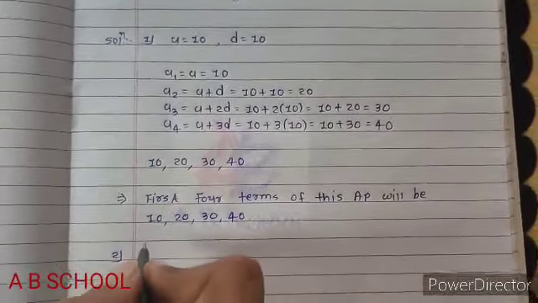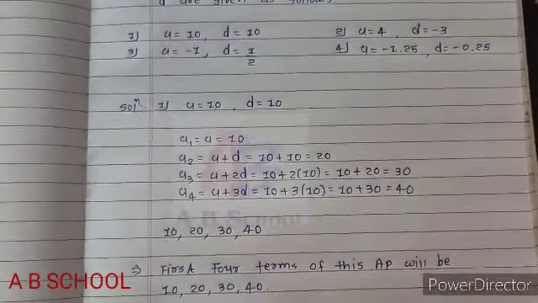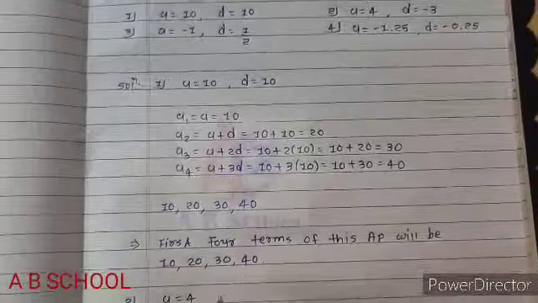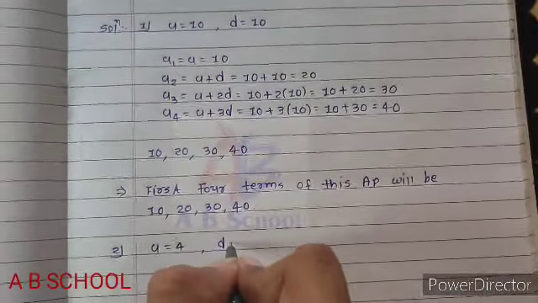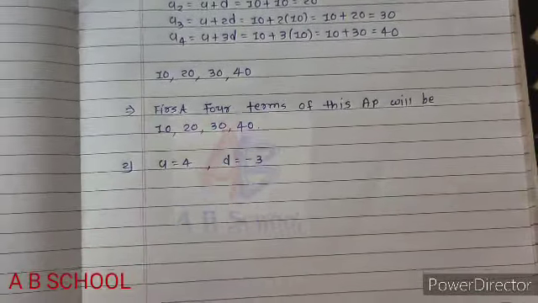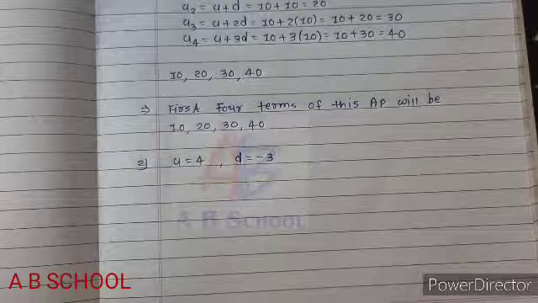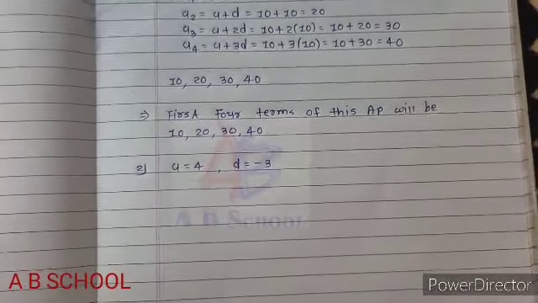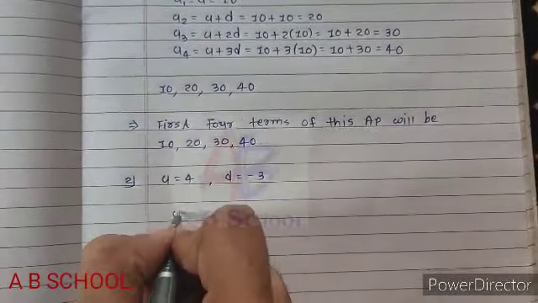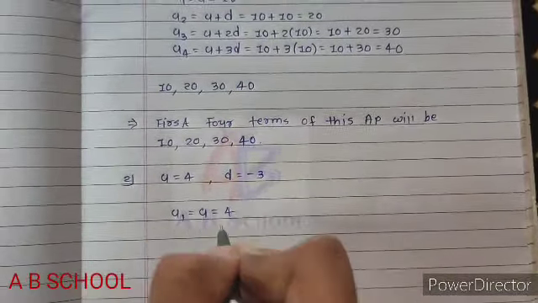Now second, number 2, the value of A is equal to 4 and D is equal to minus 3. The value of A, that means the first term of the AP, is equal to 4. Common difference D is equal to minus 3. So by using the general form of AP, the value of A1 is equal to A, which is 4.